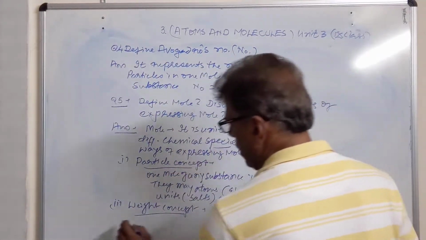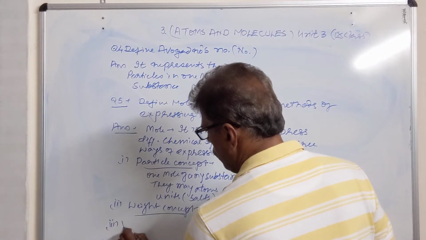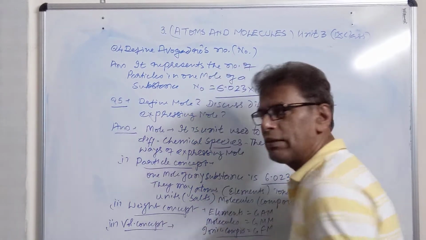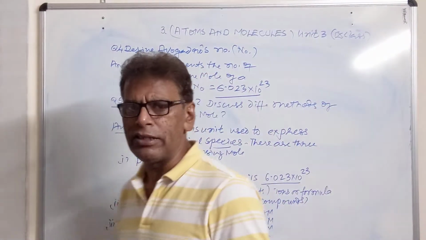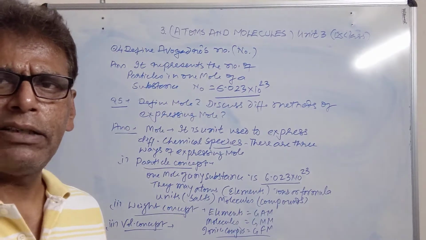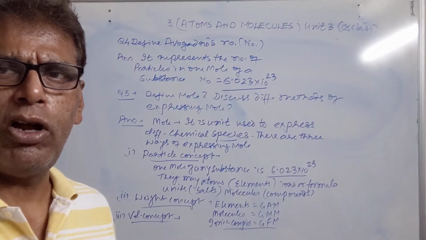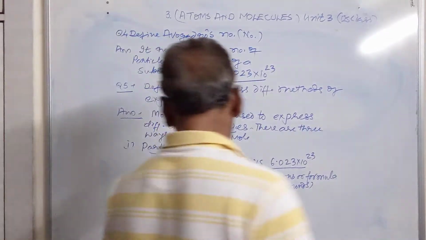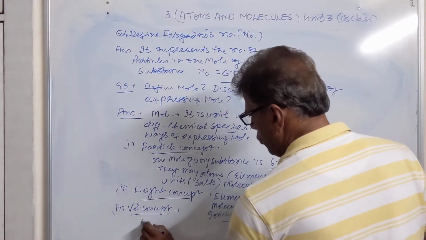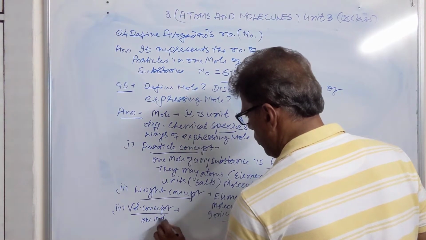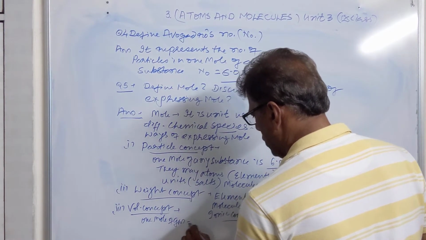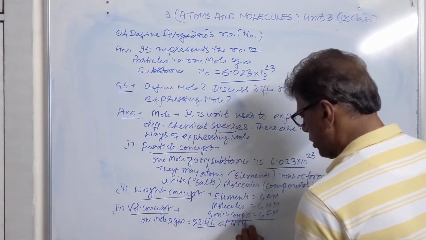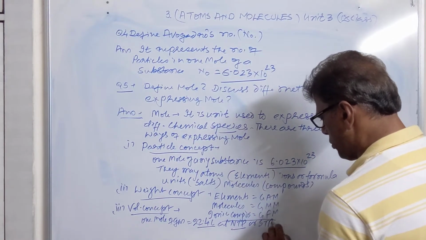This is the weight concept. Then we have the third concept, that is the volume concept. This concept is applicable only in case of gases. 1 mole of any gas occupies 22.4 liters of volume at NTP. So 1 mole of any gas occupies 22.4 liters at NTP or STP, normal temperature and pressure or standard temperature and pressure.